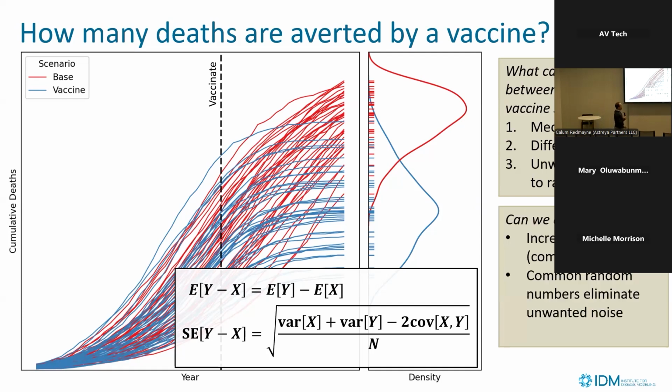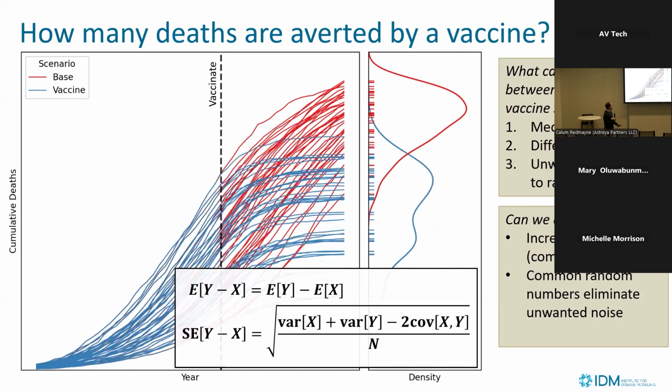Of course we can. One idea is to use common random seeds. And that comes from this covariance term. If we can induce a positive covariance between X, the base simulations in red, and Y, the vaccine simulations in blue, then in fact, it would look like this. Everything's now identical up to the introduction of the vaccine.